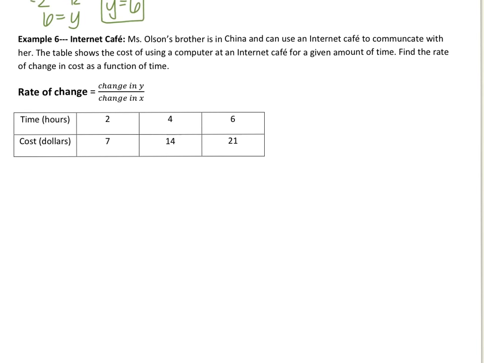So this is actually about my brother. He went to China, or is in China, and can use an internet cafe to communicate with me and our family. The table below shows the cost of using a computer at an internet cafe for a given amount of time. What we want to do is find the rate of change in the cost as a function of time.